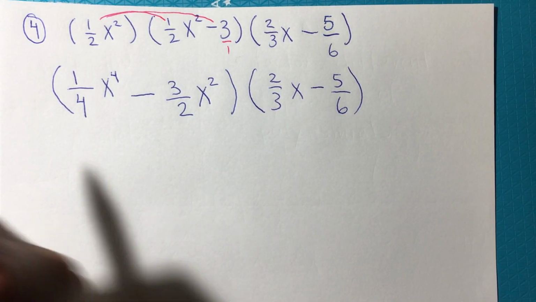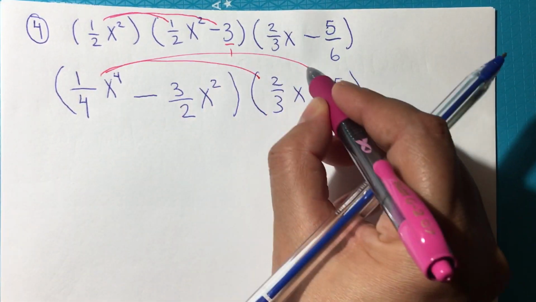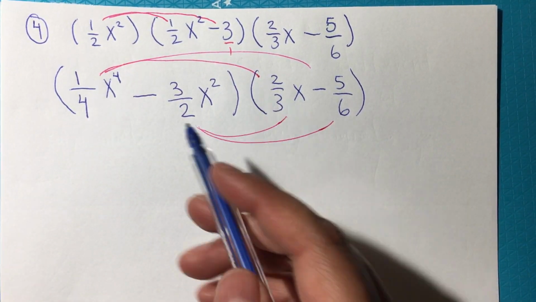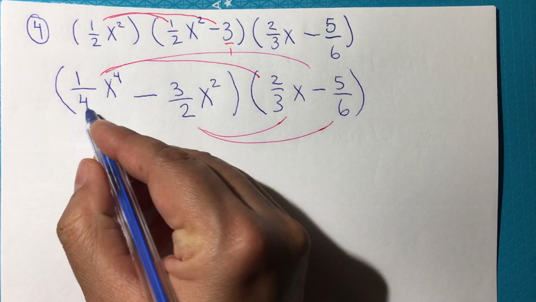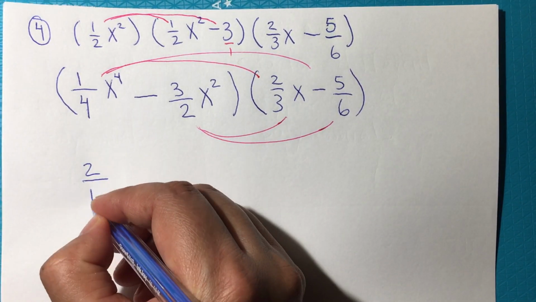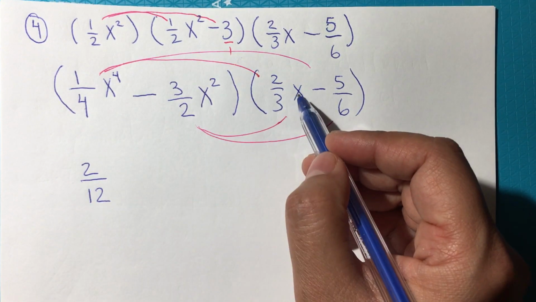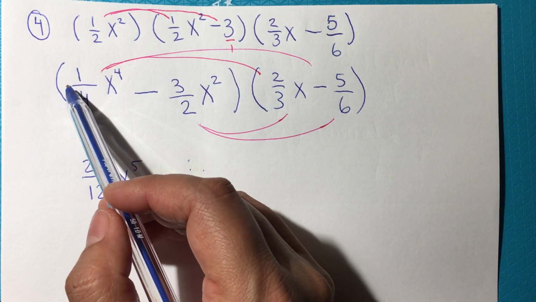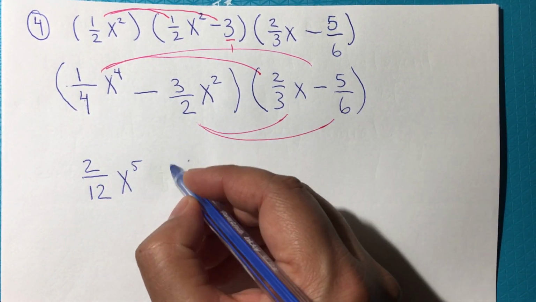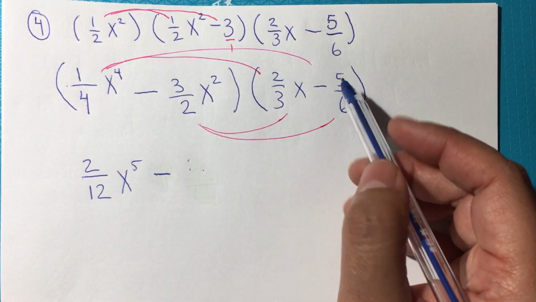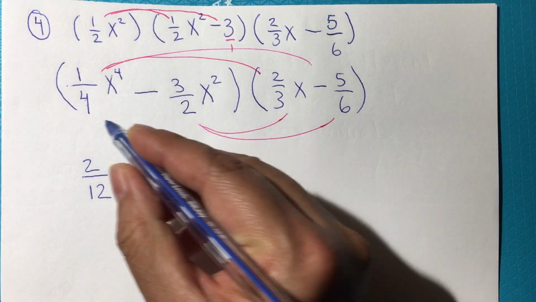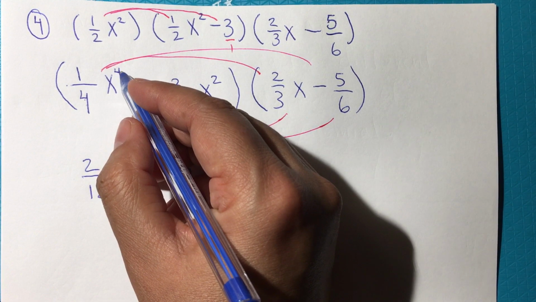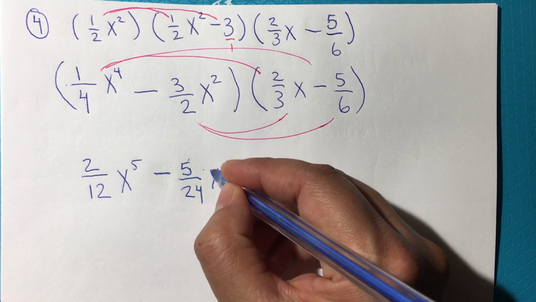And so we do the double distributive property. Again, multiply straight, so 1 times 2 is 2. 4 times 3 is 12. And x to the 4th times x is x to the 5th. Oops. So now this one is positive times negative is negative. 1 times 5 is 5. 4 times 6 is 24. And x to the 4th only, it's x to the 4th.